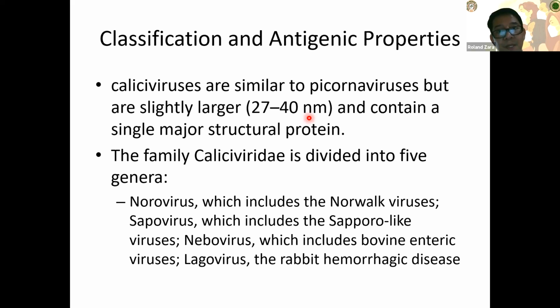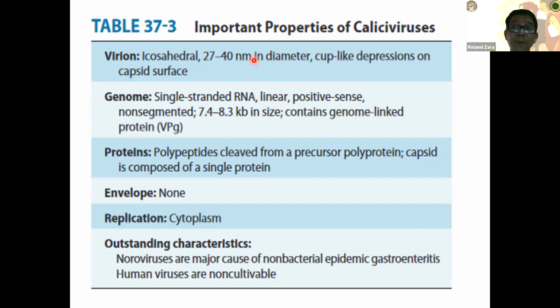So the family Calici is divided into five genera. These are nice to know. Your Calici are icosahedral, 27 to 40 nanometers. So this is smaller than your rota, because your rota is 60 to 80. They are single-stranded RNA, linear, positive sense. The proteins are polypeptide cleaved from a precursor. They do not have an envelope and they replicate in the cytoplasm.